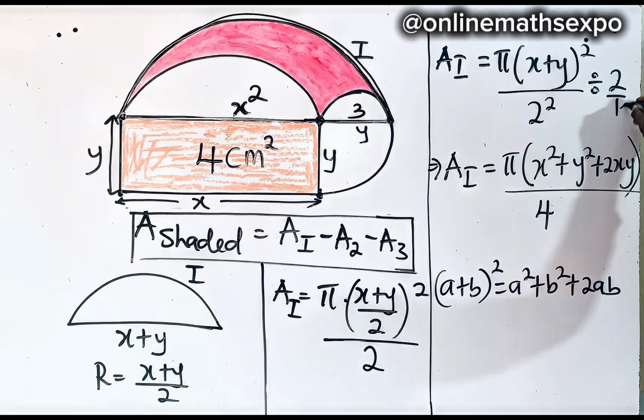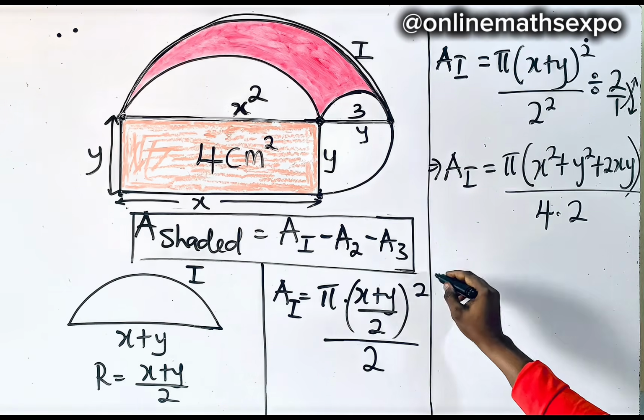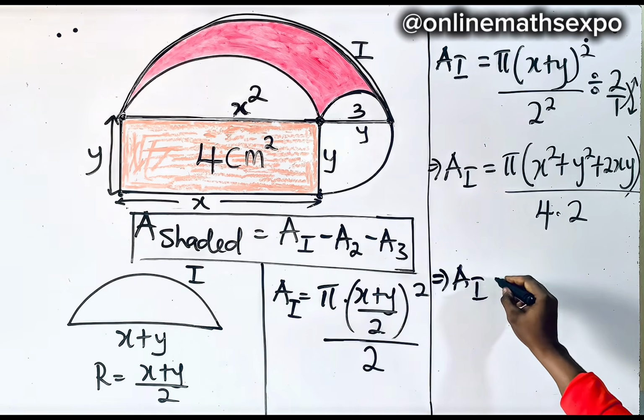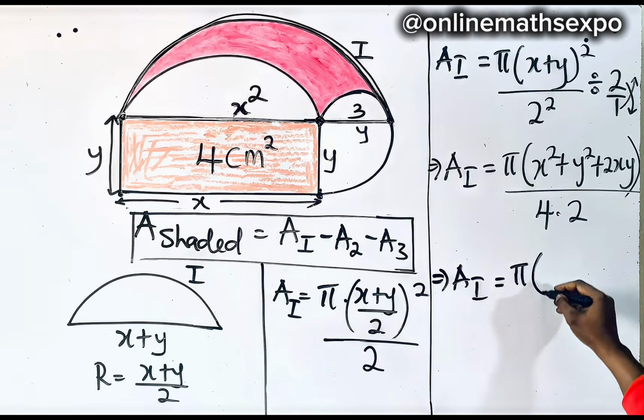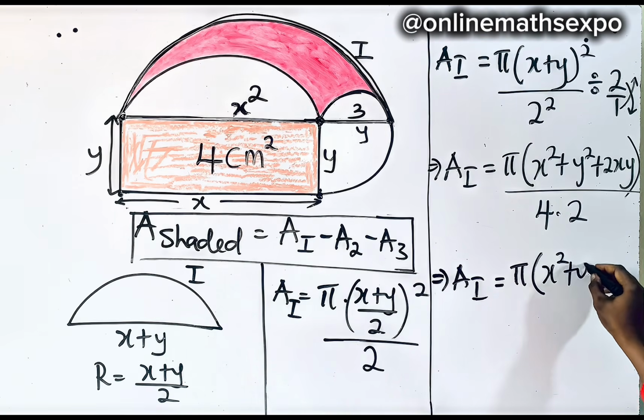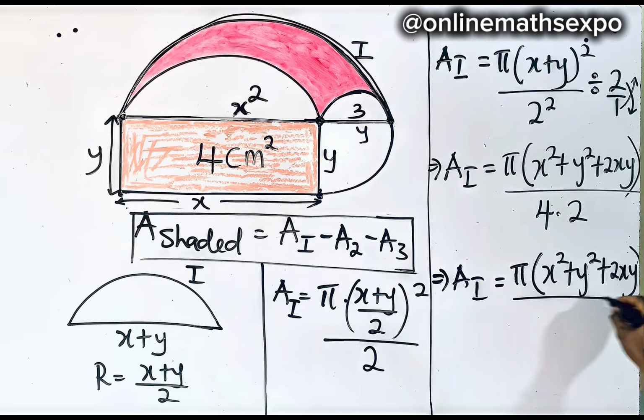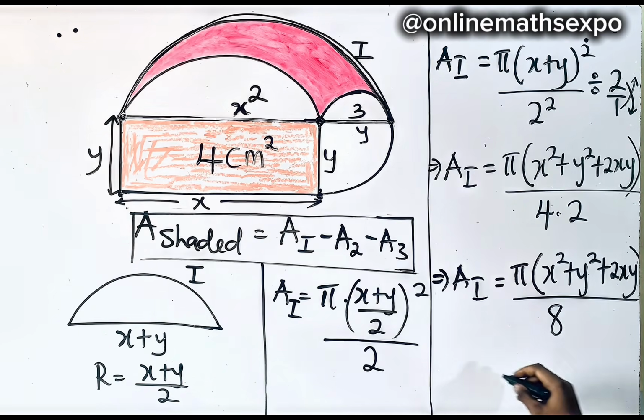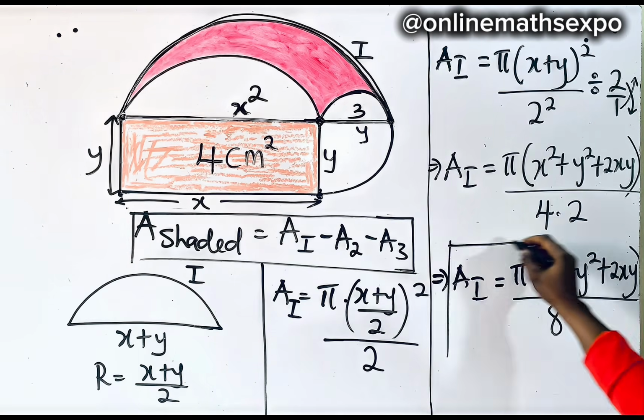Division sign turns to multiplication, you reverse, and this will be multiplied by 2. Keep simplifying. The area will now be π(x² + y² + 2xy) divided by 8. Let's leave this. We'll get back to it.